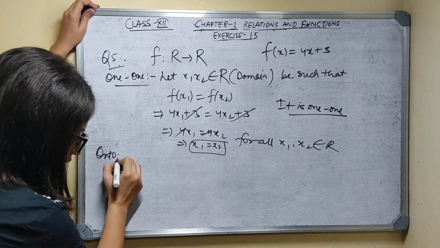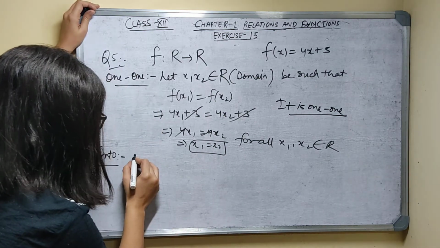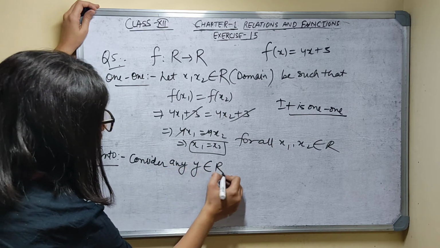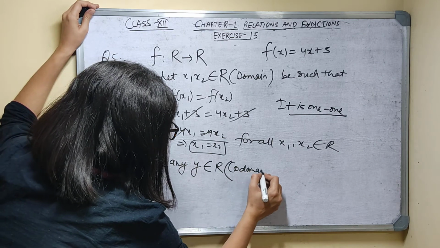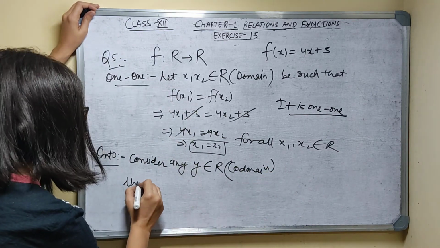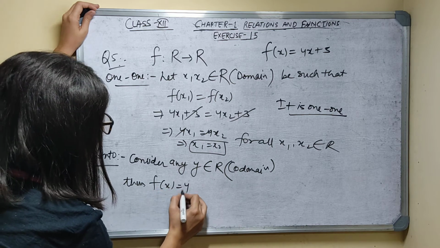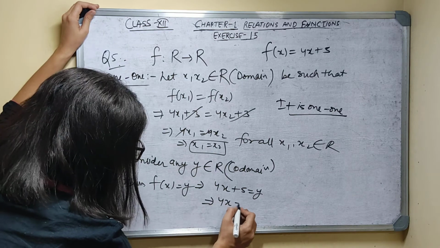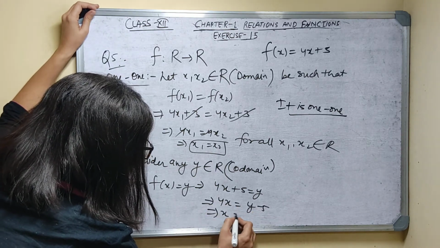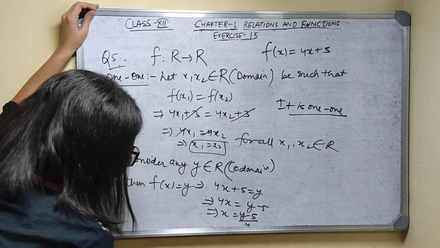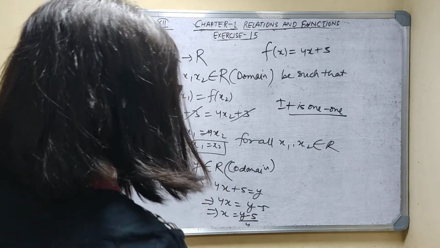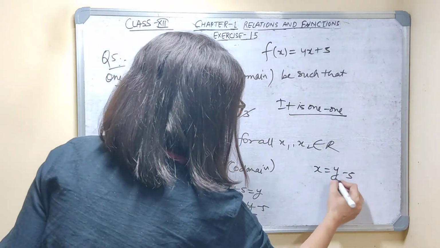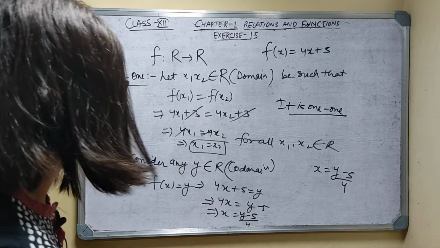Now onto function, I have to check. So let us consider any element, consider any y which belongs to R, that is from the codomain. Then f of x is equal to what? y. Or I can say 4x plus 5 is equal to what? y. Or I can say 4x is equal to y minus 5, or x is equal to (y minus 5) by 4. So x is equal to (y minus 5) by 4. I will write it here.